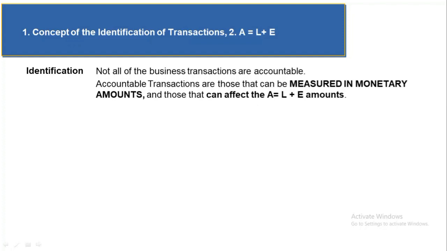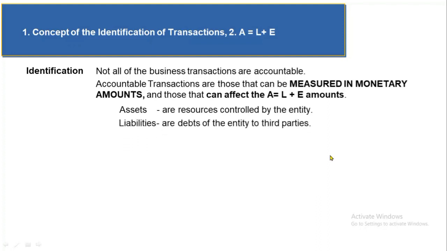So let's go to A = L + E and let's go back to the simple definitions of assets, liabilities, and equity. Assets are resources controlled by the entity. The entity does not need to own such assets as long as their benefits are controlled by the entity. To make it clear, let us have examples. We have cash, machinery, land, supplies, and many others. While liabilities are the amounts owed by the entity to third parties, like for example, loans from a bank or if the entity purchased something on credit or on account.